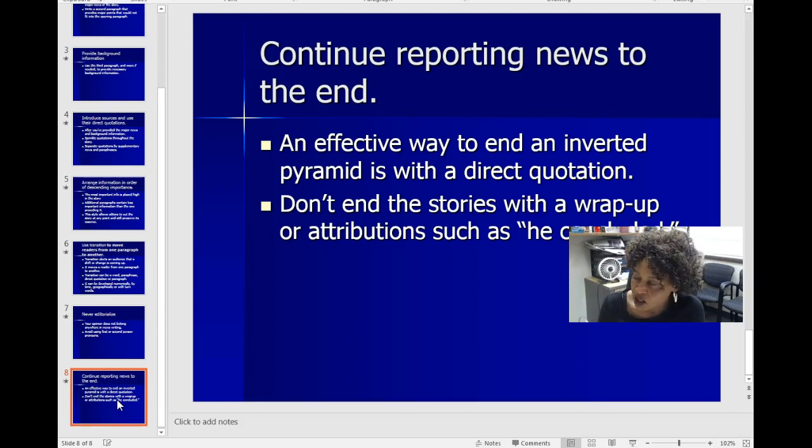And do not end your stories with an attribution, such as "he said." Always put the attribution before the quotation, so that what they hear is the speaker's voice, not your own attribution.